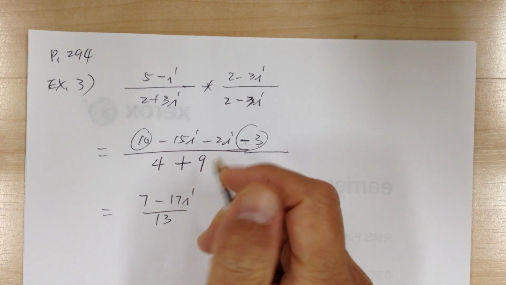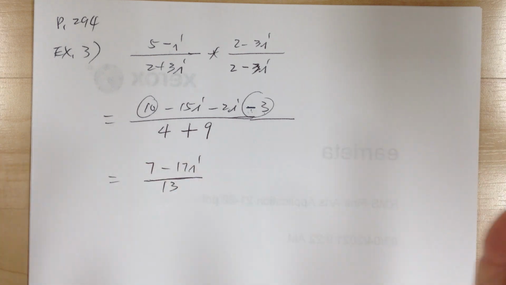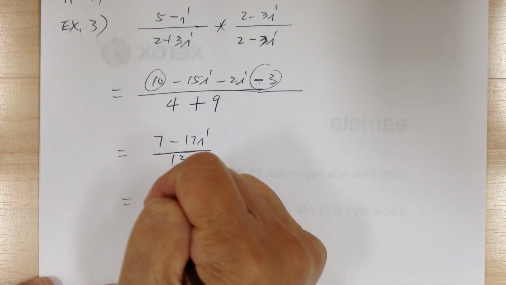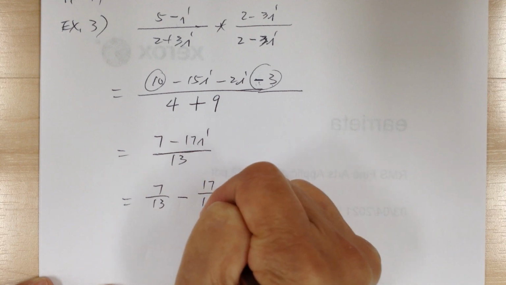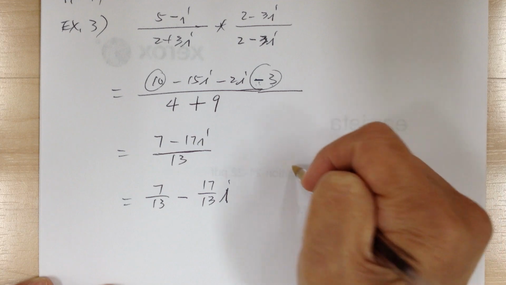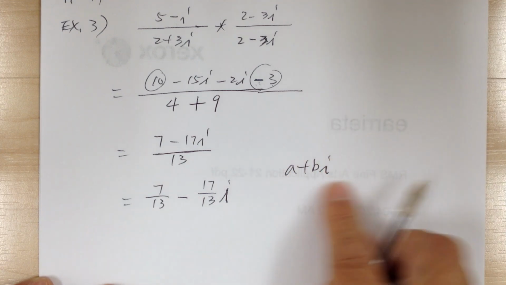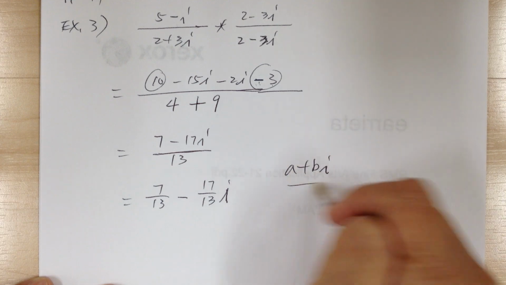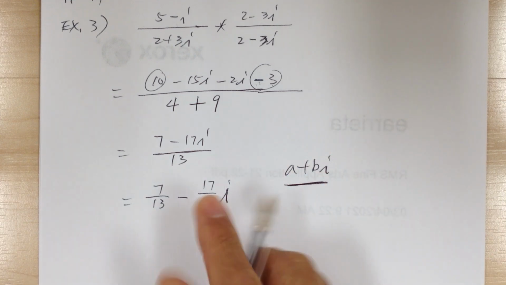Normally you want to put it in a plus bi form, so you want to separate the real part from the imaginary part. So you write 7 over 13, that's the real part, minus 17 over 13 i. Make sure the i is kind of big out here. That's your a plus bi form. Whenever you have a complex number, you always want to write it in this form, the real part and the imaginary part.